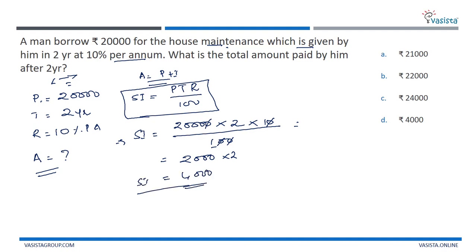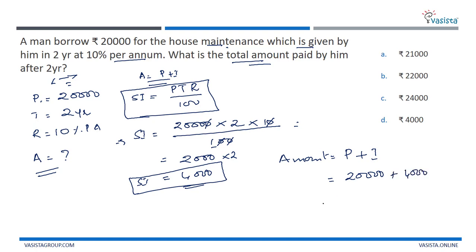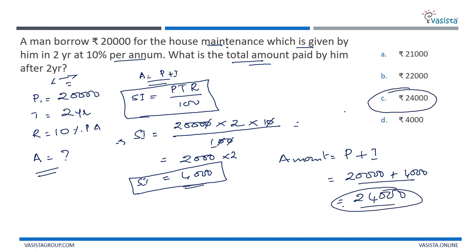The simple interest he is supposed to pay is 4,000 rupees, but the question asks us to find the amount. See here, what is the total amount paid by him after 2 years? We know that amount is equal to principal plus interest. The principal is 20,000 and the interest is 4,000. The total amount to be paid is 24,000. You need to add this and this. That is 24,000. The answer here is C. Hope you understood.